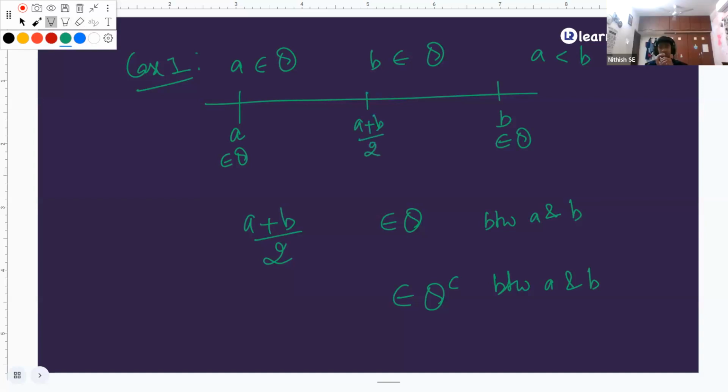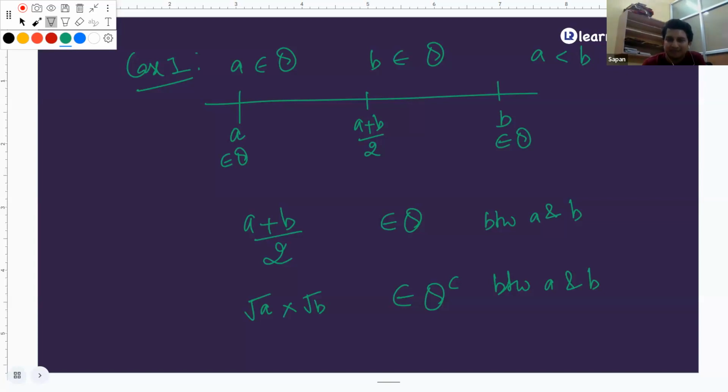But what about an irrational number between A and B? That is square root A into square root B. Obviously, square root 2 into square root 3 is an irrational number. Yes, square root 6. And do you know where this sits? So will it be between A plus B by 2 and B, sir? I think.